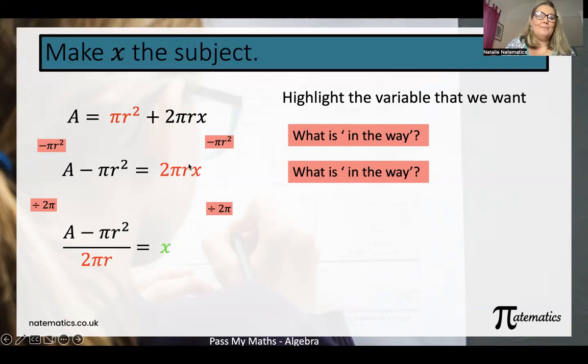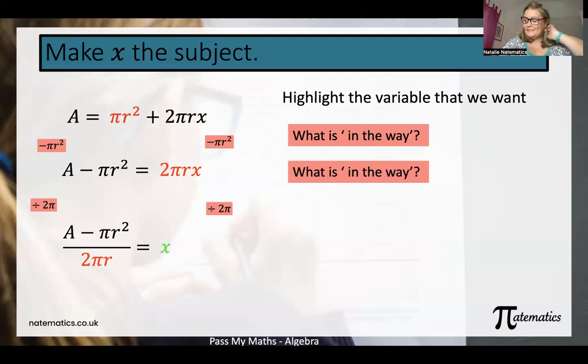Okay, so basically I'm removing everything except the X, and it's dividing what's already there on the right-hand side. X is on its own. X is now the subject. And again, just a reminder, you can flip them around and say X equals a minus pi r squared, all divided by 2 pi r. Okay.